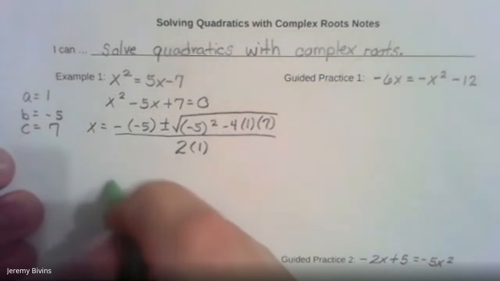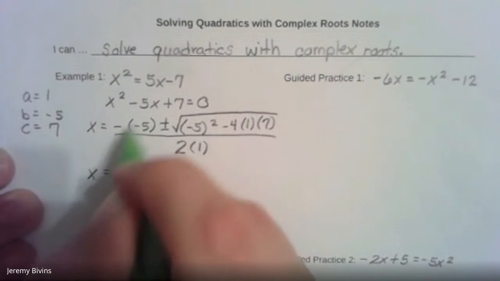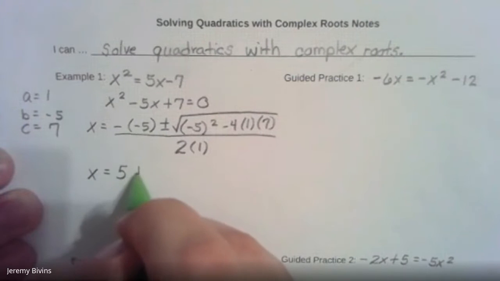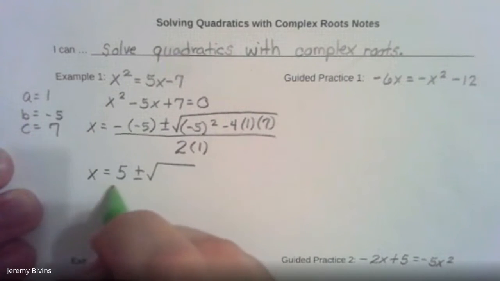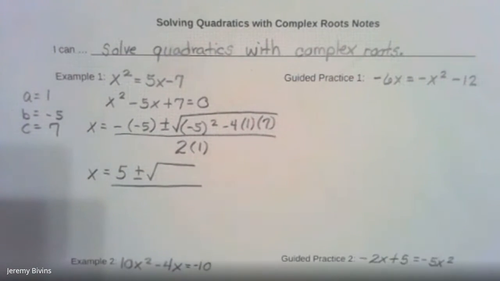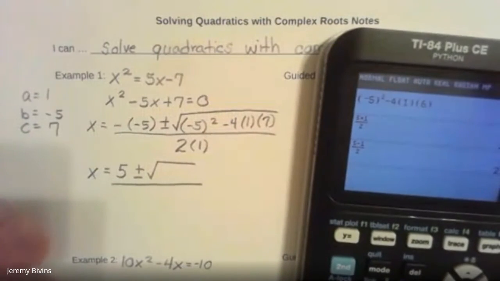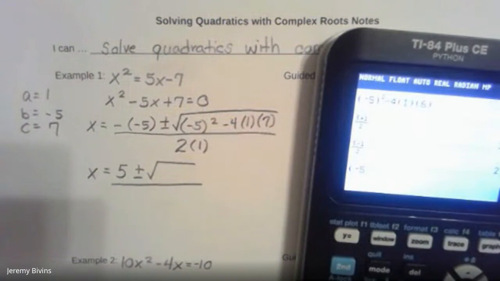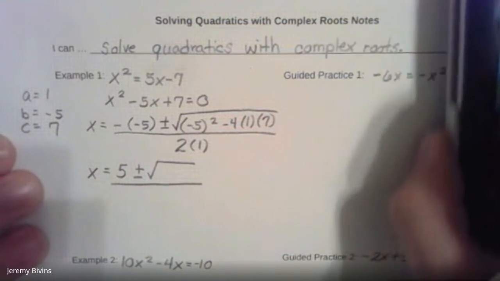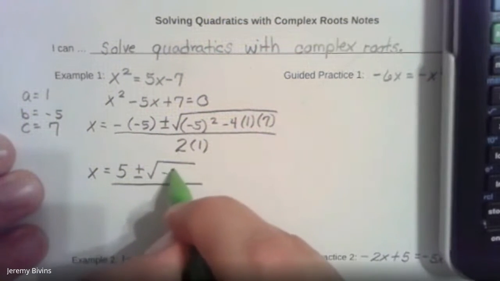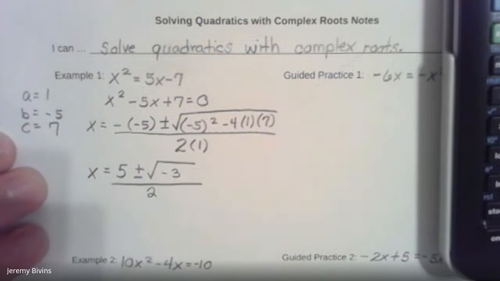All right, now if we break this apart, negative times negative is positive, plus or minus square root. Let's go over to our calculator and put in everything underneath the radical without the radical symbol. So negative 5 squared minus 4, parentheses 1, parentheses 7, gives us negative 3. And on the bottom, we still have 2.